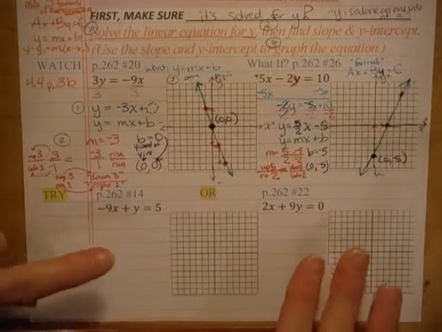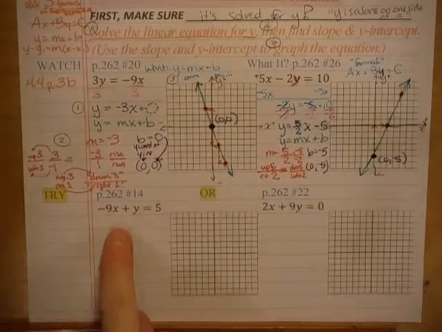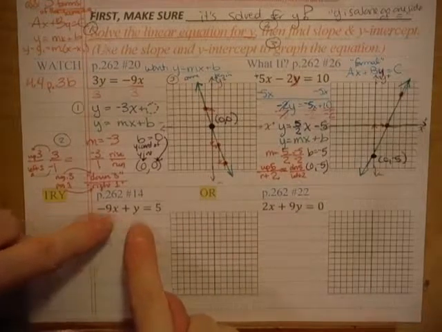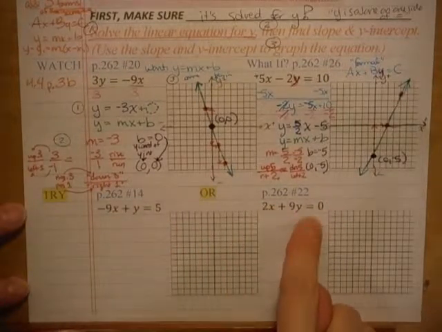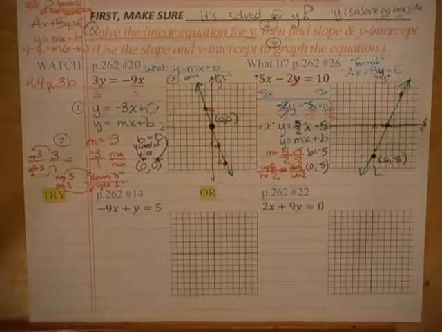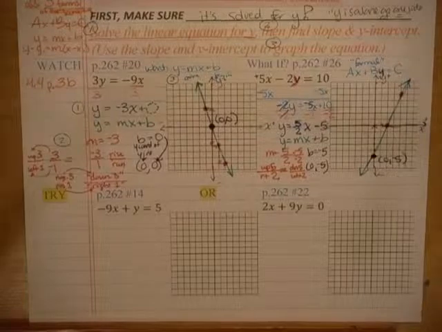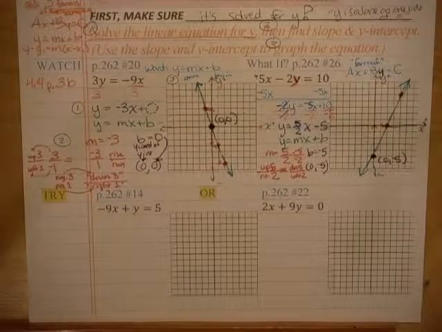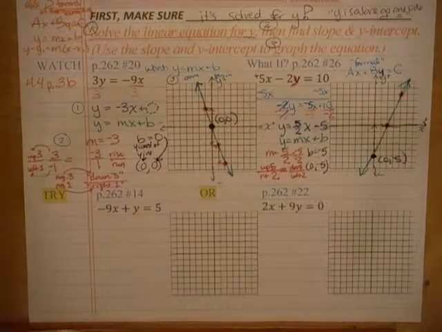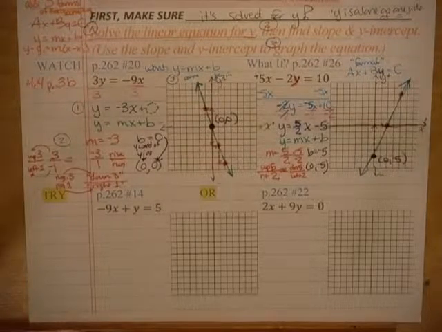Your turn to try. I've got 2 different ones here. Pick one or the other. The difference is this one is one step away from being solved for y. This one requires a couple different steps to be able to solve that. It's a 2-step equation to get it to where it's y equals mx plus b. Okay, hit pause. When you come back, we'll show you the graph for that. The linear equation, the graph, and the slope and the y-intercept.